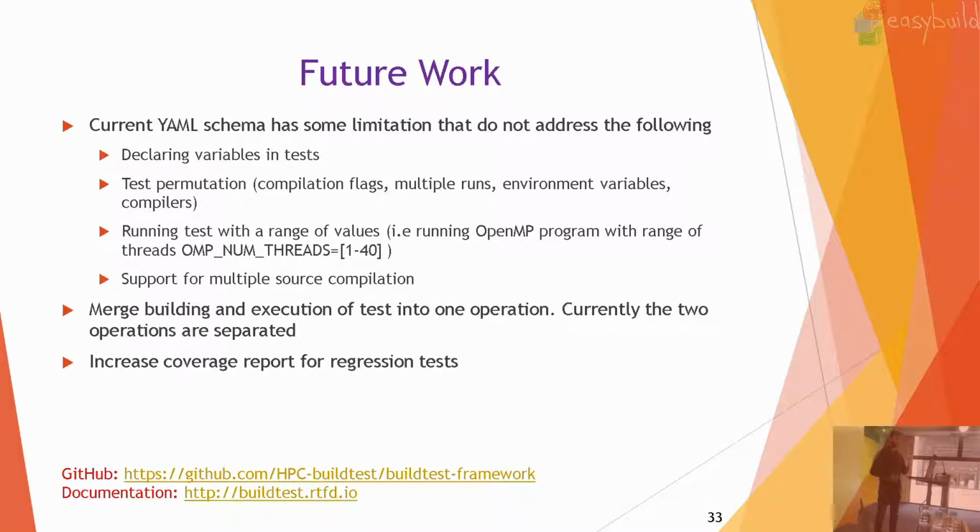Like you want to test one with multiple compilers. Or if you want to do a range of values for a test, like you build it once and you test it with, let's say, a range of OpenMP threads, right? Or doing multiple source compilations. Right now, the building and the execution are separated out. I'm thinking about merging the two together, so it's just one operation.